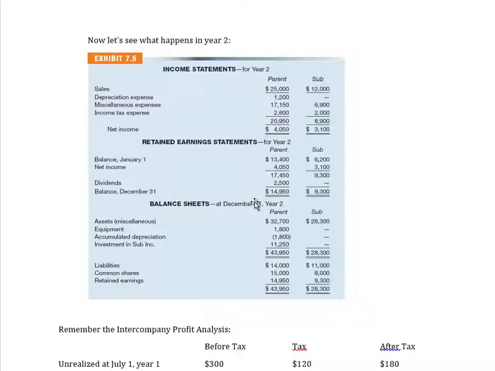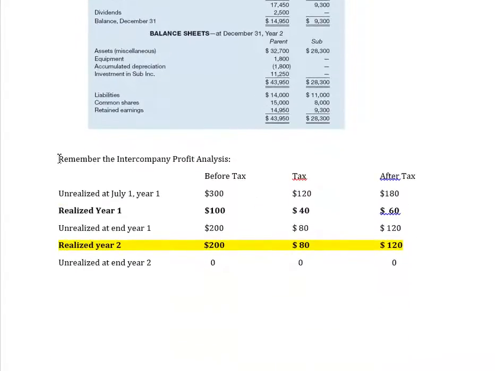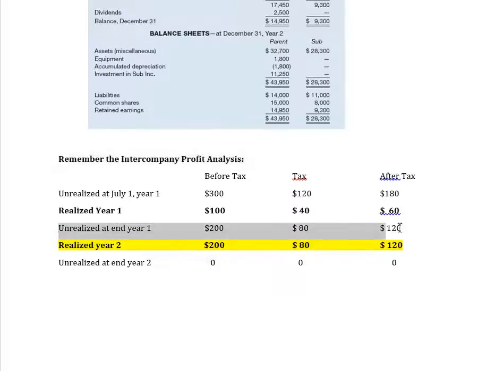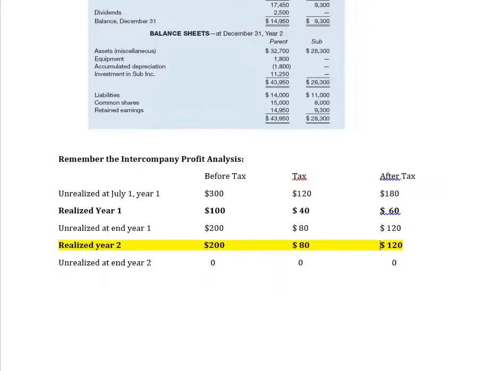Well, now we've got the separate entity statements in year two, and all I'm doing here is repeating what we did in the intercompany profit analysis. And what we said before, I'm just repeating it here, we wound up with an unrealized balance. What we had left to take into consolidated profit, 120. And in year two, because it's the last year of the useful life of the asset, we're taking it all into consolidated income, 120. Taking it all in at 120.